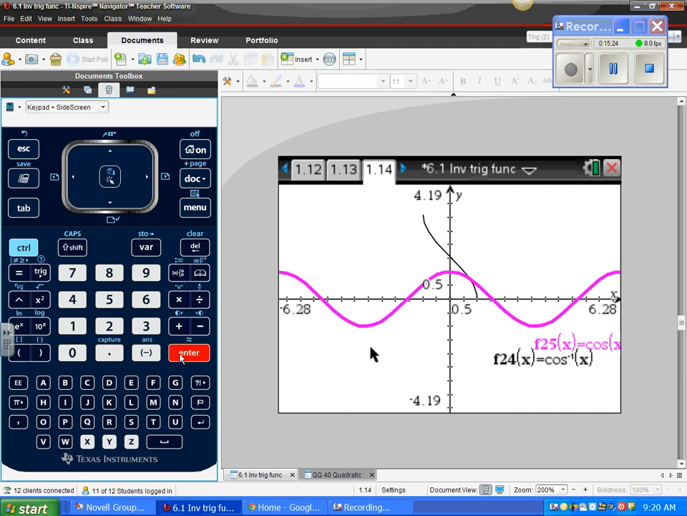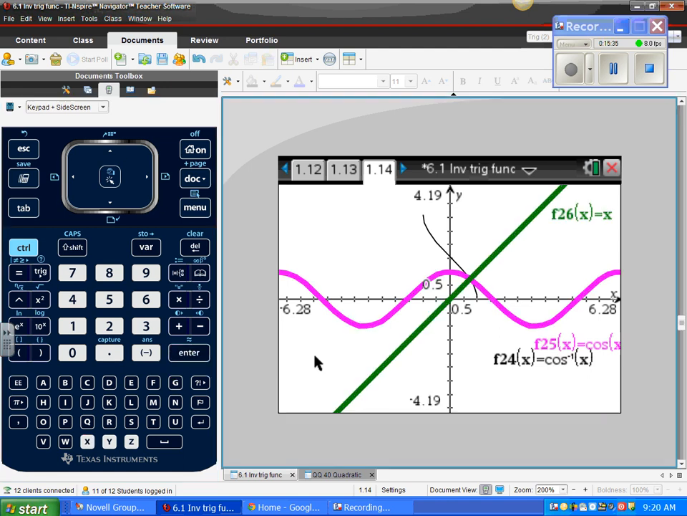Now, when I graph the line y equals x, where is it going to go? Good, right where they intersect. Okay, great. So again, it's just a reflection over the line y equals x. We're flipping our domain and our range.